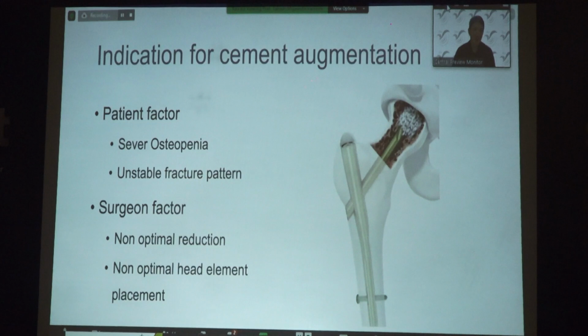Sorry. So the indication for the cement augmentation has two factors. One is a patient factor with severe osteopenia or unstable fracture patterns. These two are the things that you cannot control. So there's no doubt if these two are happening, you should think about using cement. And also the surgeon factors.